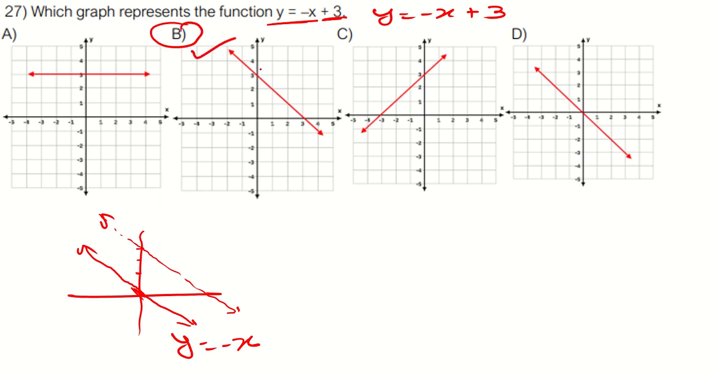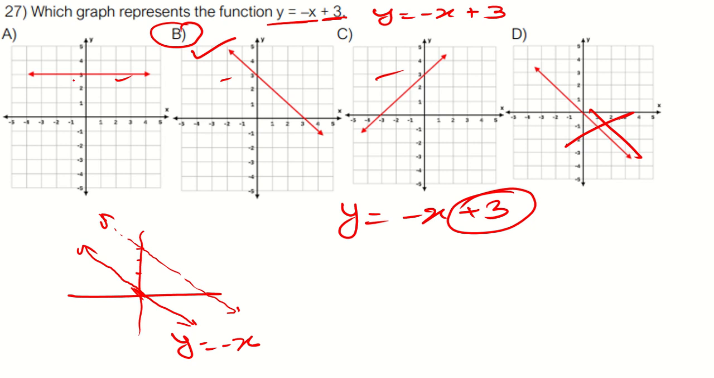Or what else you can do? You can take a point and put it here. You see, this is written y = -x + 3, so it means the y-intercept is 3. So where is the line cutting the y-axis at 3? This also, and this. But this is not possible. Why is this not possible? Because this is parallel to the x-axis. It means it is a single variable line. So maybe there is confusion between this and this.